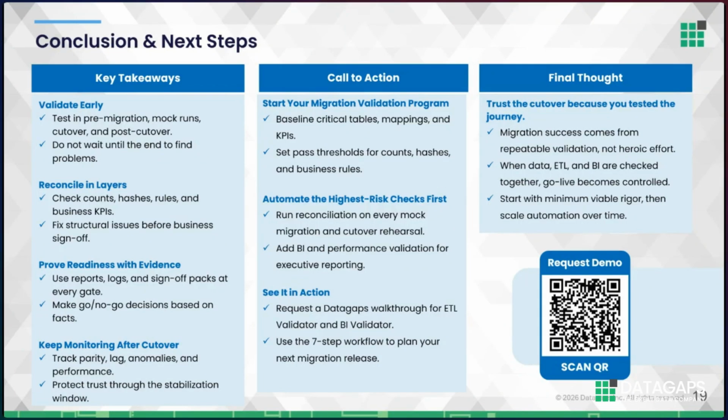And if your team is short on time, start with the minimum viable rigor workflow. You baseline, validate the mappings, run the mock migrations, reconcile in layers, test the end-to-end performance, enforce a formal cutover gate, and monitor closely after go-live in the production environment. This is how you reduce surprises, protect the business trust, and move from risky migrations to a completely engineered outcome.